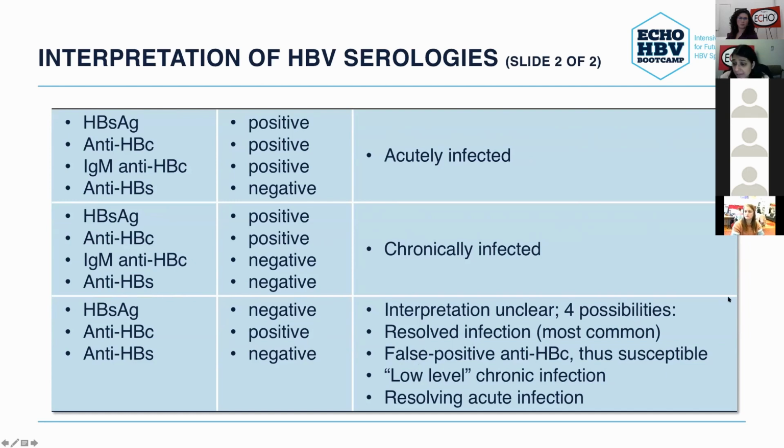One is that this could be a false positive, and this also could indicate a low-level chronic infection, or what we call occult infection. So somebody who's not following the standard definitions, and I started out by saying Hep B doesn't always follow every one of the rules when we're talking about the serology, but most of the time you will find somebody fitting into one of these interpretations based on the serologies.